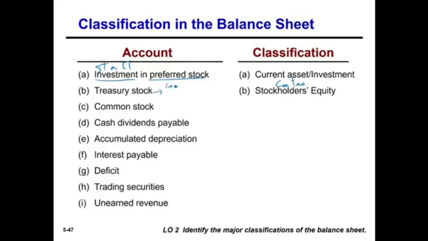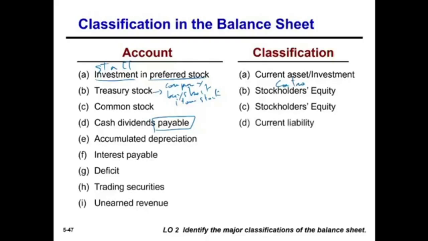What is treasury stock? It's when the company buys back its own stock. Common stock, we already know it's part of stockholders' equity. Cash dividend payable, the word payable tells you what? It's a liability. And what type of liability? When the company promises to pay a dividend, they don't wait longer than a year to pay it. Usually they pay it fairly quickly, so it's a current liability.